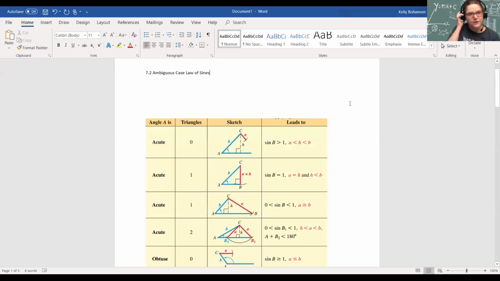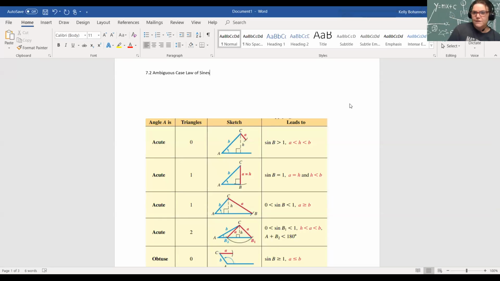All right, this is 7.2, ambiguous case for law of sines. It just goes right along with law of sines from 7.1. It's pretty simple as far as the actual math goes. The understanding of it might be a little difficult, so let me explain first.